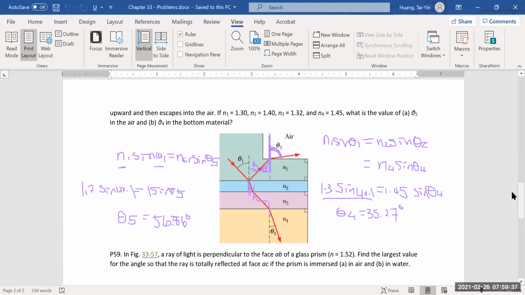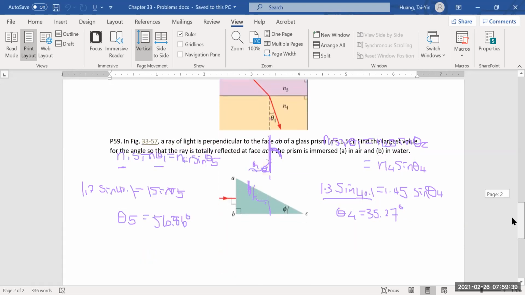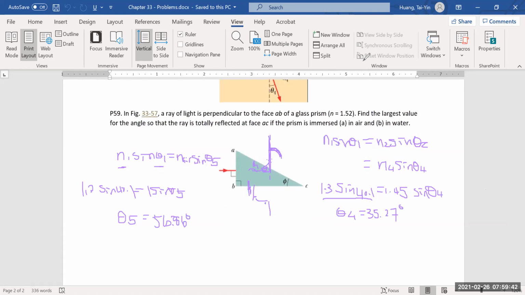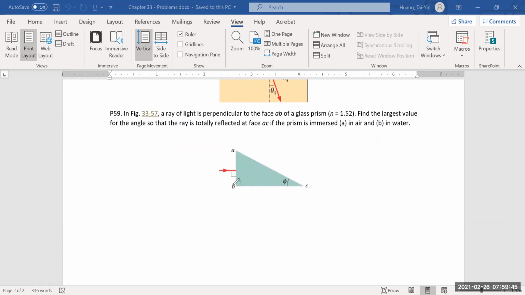All right, so the next one I want to do is this one. Let me erase this. So we want to do problem 59. This problem says that you have a light ray that is perpendicular to the face AB of a glass prism, which has the index of refraction of 1.52. You want to find the largest value for the angle so that the ray is totally reflected at face AC if the prism is immersed in air or in water. So let's do the scenario when the surrounding is air.